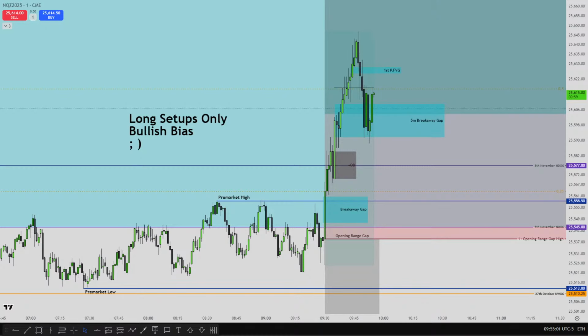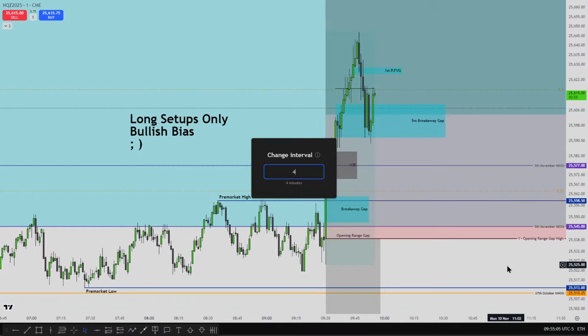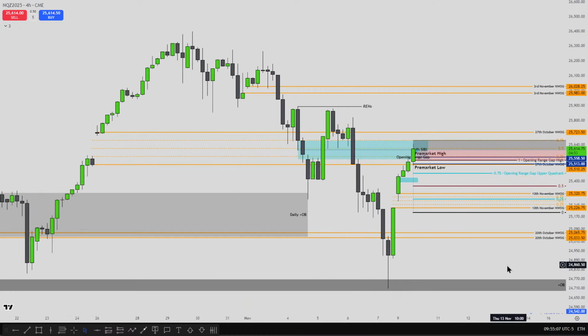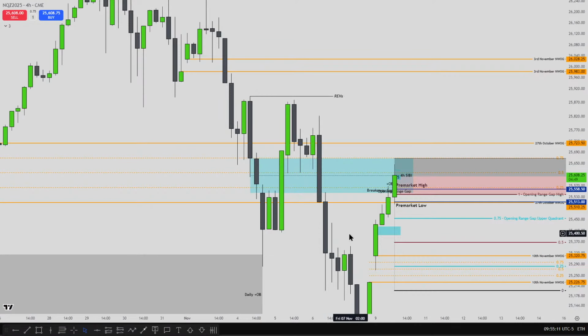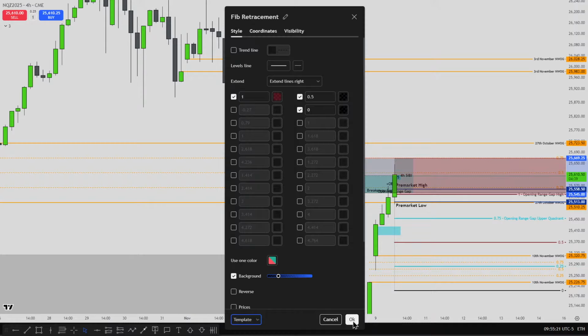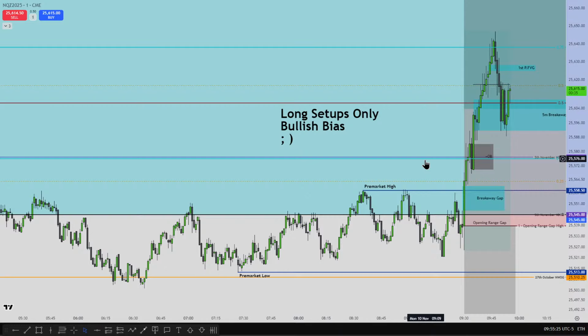To be a blue zone on the chart, throw a fib on it. What if it's a blue zone? The blue zone is just a higher time frame fair value gap. This 4-hour gap, I'm not going to throw a fib on it because I'm using the new week opening gap levels. I'm not really bothered about these.